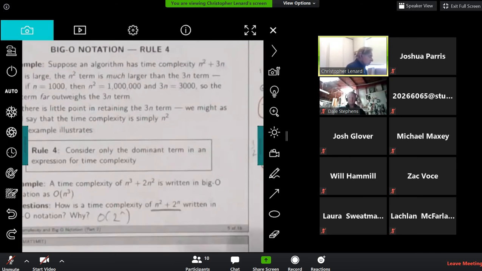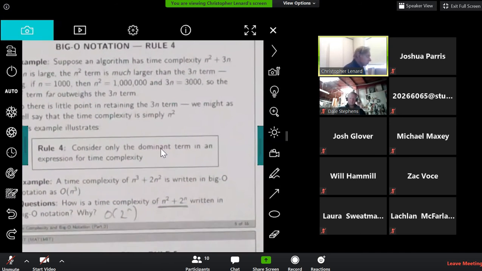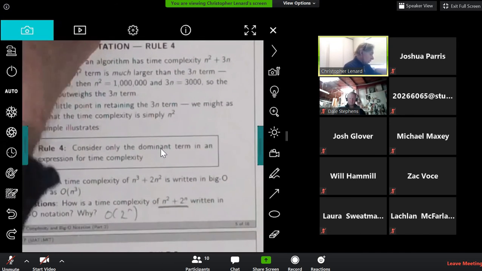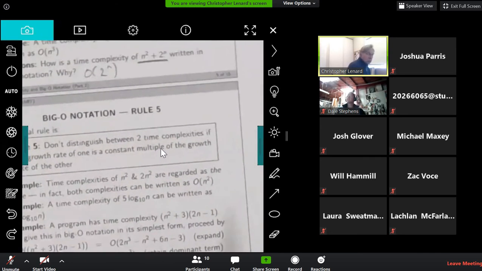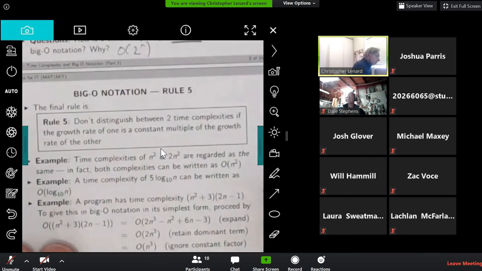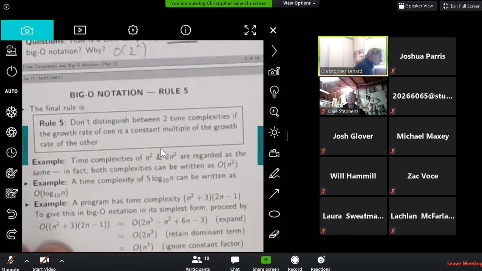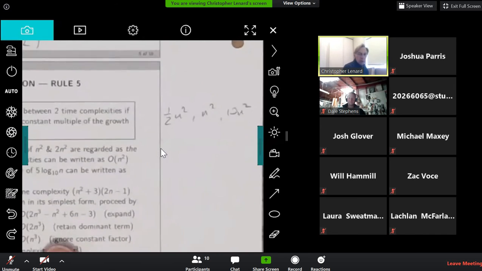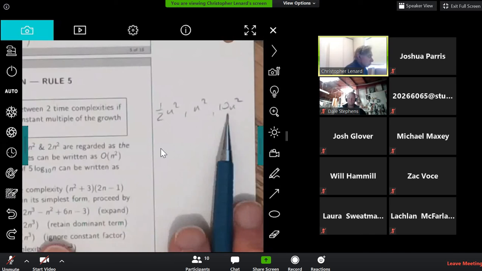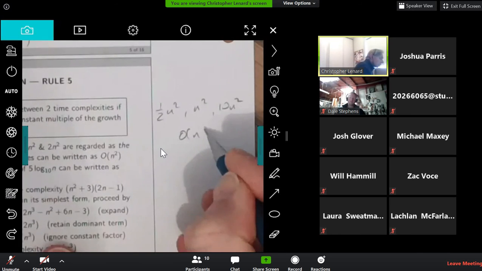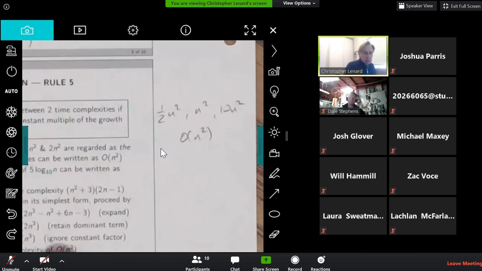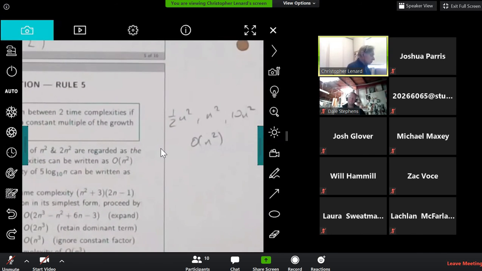Okay, so that's what's going on here. You've got n squared plus 2 to the n. 100 squared versus 2 to the 100. Which one dominates? The 2 to the n. That's why we just write it like that. The other one is, we've really kind of covered it. Half n squared versus n squared versus 10n squared. Yeah. They're all just multiples of n squared. So I don't care about the multiple. I'm just interested in what's the main term.